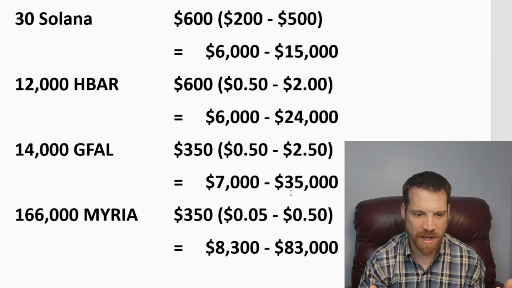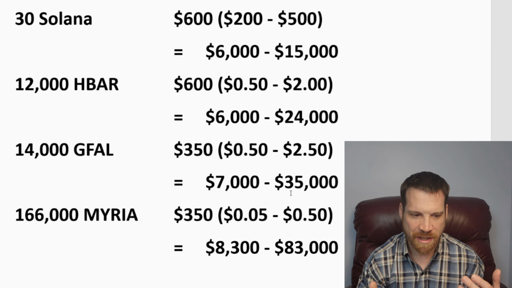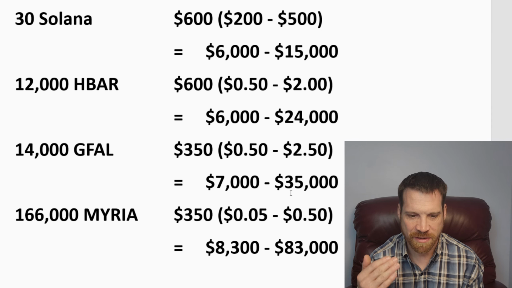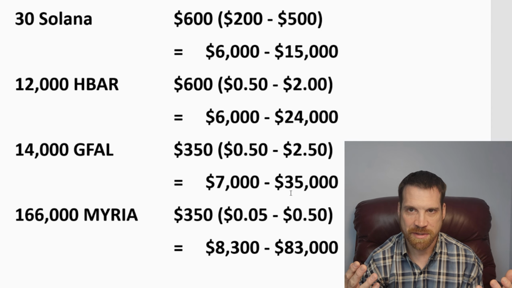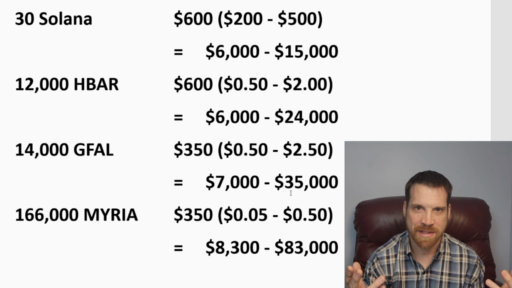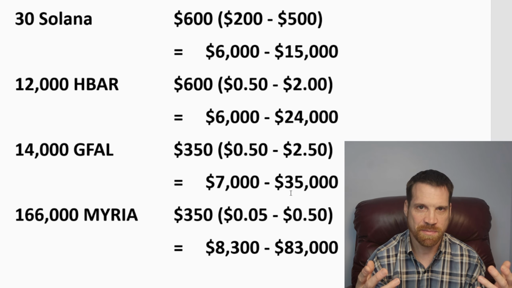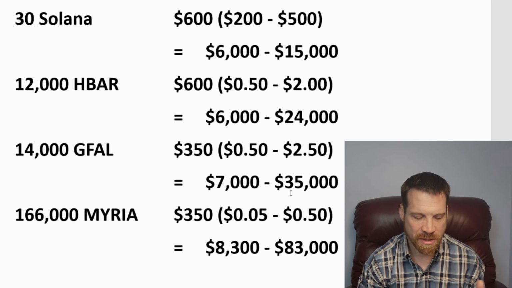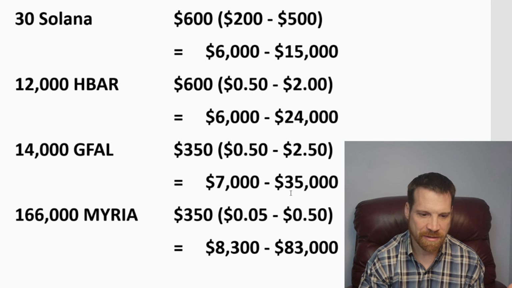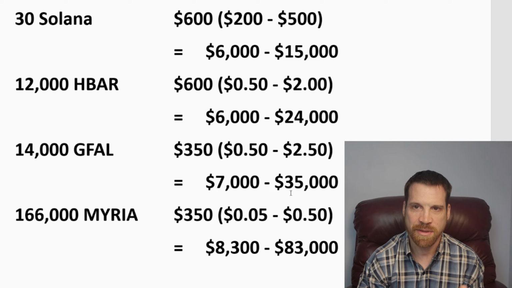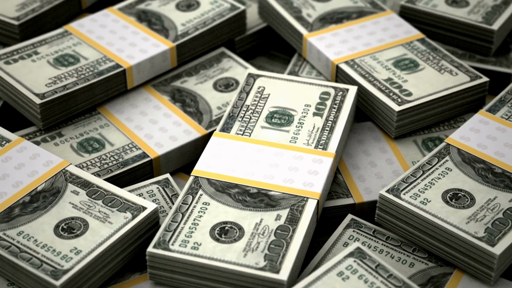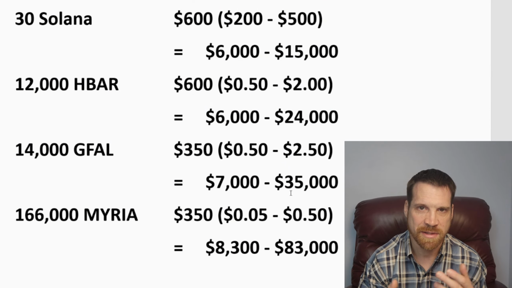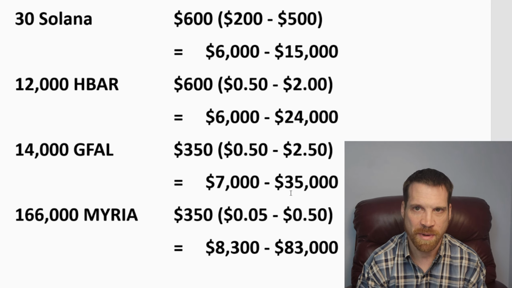For $350, personally, I think Miria is going to get between 5 cents and 50 cents. Gala with similar tokenomics got up to like 80 cents in the last bull run. This bull run's projected to be bigger. So really, my prediction for Miria is somewhere between $8,300 and $83,000 for just a $350 investment. That is a huge return possibility.